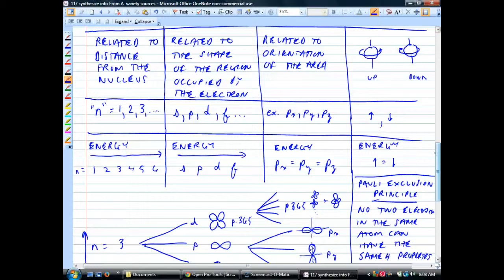Principal energy level 2 can hold how many electrons? It can hold 2 in its S sublevel, and how many can it hold in its P sublevel? 6, because it has 3 orbitals, right? So the total is 8, right?